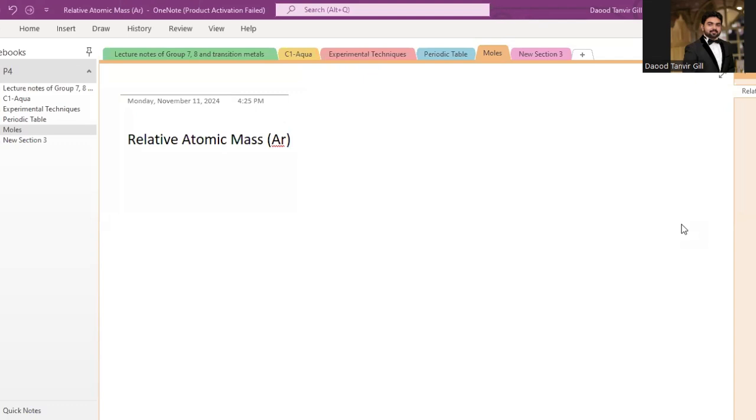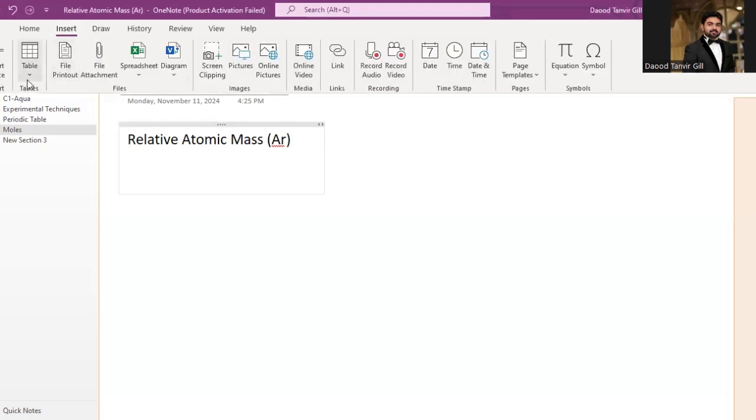So today I'm going to teach you about relative atomic mass and give you the background of how it is determined. Since we all know that the size of an atom is incredibly small, I'll provide you the masses of a few atoms. I'll write down the values for you.